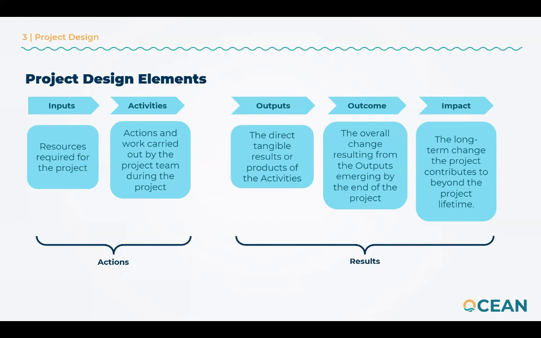So the outputs are the direct, tangible results or products of your activities, whereas the outcome, Ocean defines this as the end of project outcome. So this is the overall change resulting from the outputs emerging by the end of the project. And then the impact is the long-term change that your project contributes to. And this can be beyond the lifetime of the project. It could be a larger change that you're working with other actors to achieve.